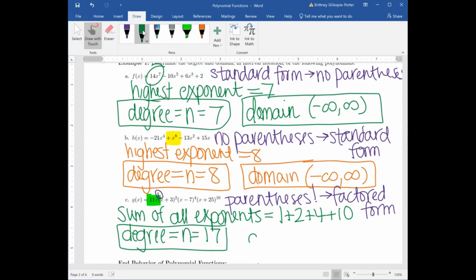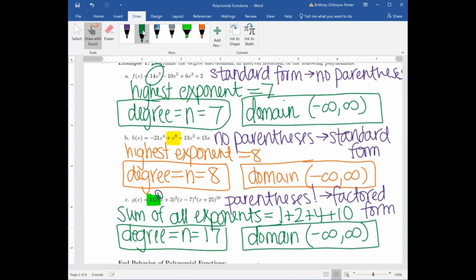And then our domain, because we have a polynomial, it doesn't matter what form the polynomial is in, is negative infinity to positive infinity. And remember, this guy is a polynomial because he does not have any fractional exponents, does not have any negative exponents, and doesn't have any variables hiding in a denominator, which is the bottom of a fraction.